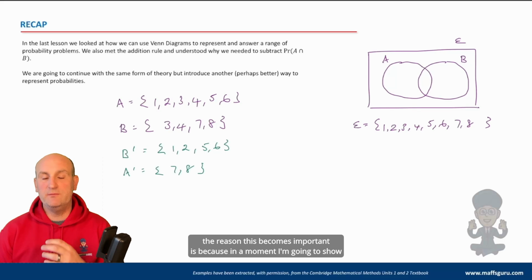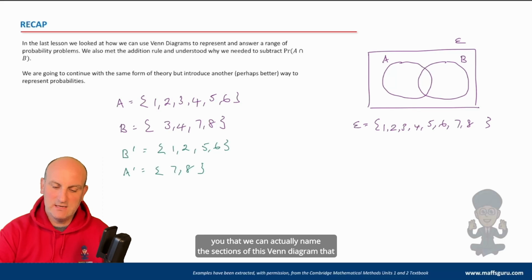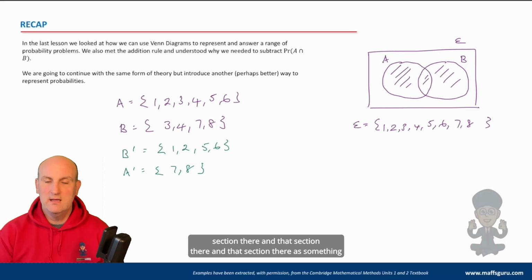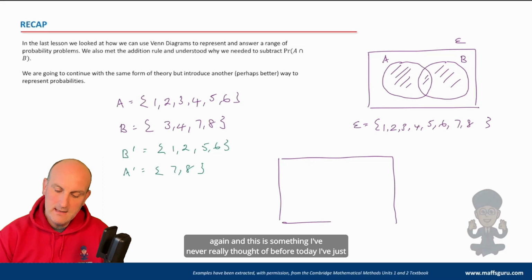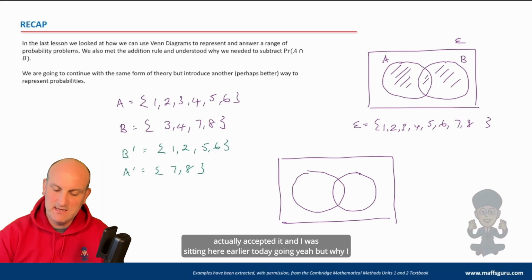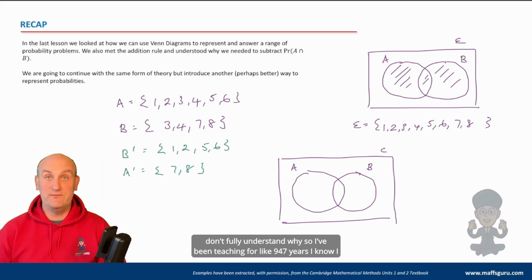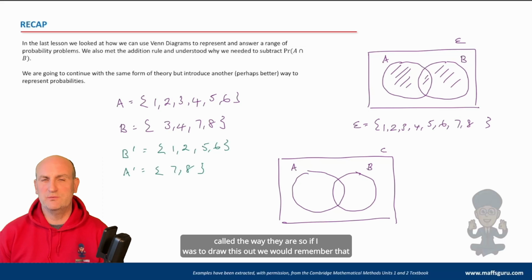Now, the reason this becomes important is because in a moment, I'm going to show you that we can actually name the sections of this Venn diagram, that section there, and that section there, and that section there, as something completely different. But what I want you to realize is, let's just draw this again. And this is something I've never really thought of before today. I've just accepted it. And I was sitting here earlier today going, yeah, but why? I don't fully understand why. So I've been teaching for like 947 years. I know I look good, don't I, for my age? But I was like, okay, why are the sections called the way they are?